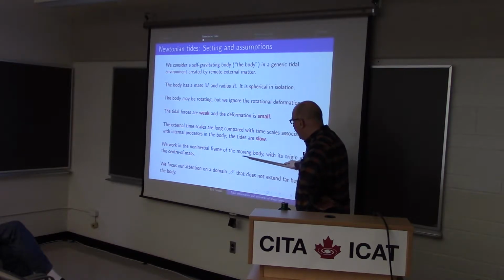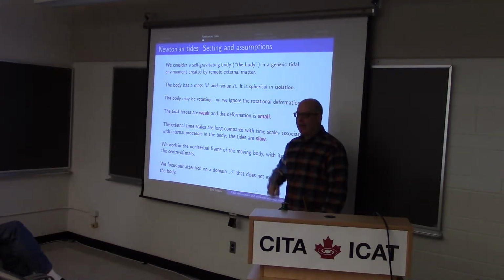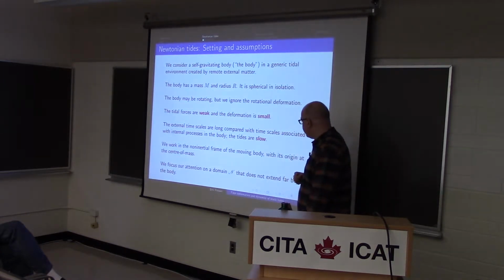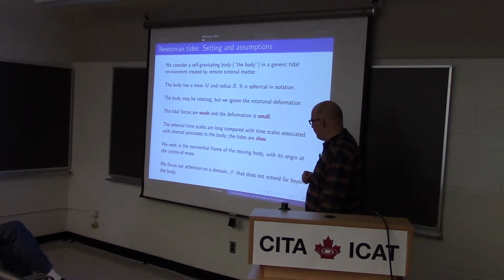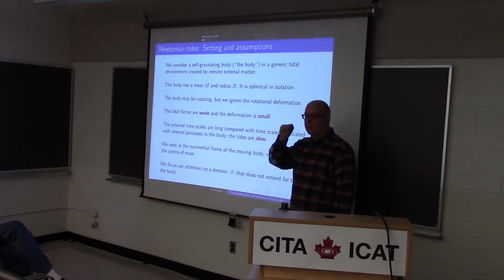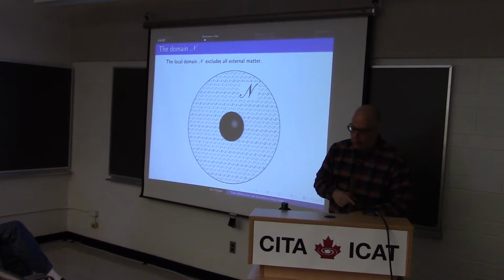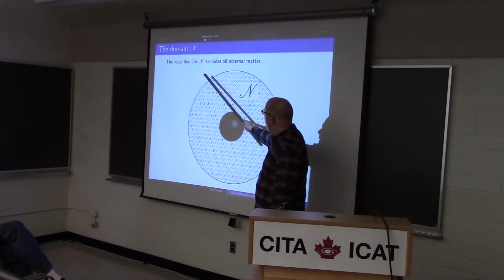I'll be working in the moving frame of my central body, so that's a non-inertial frame that's moving with the body. And the origin of that frame is going to be the center of mass, so everything that I'm doing is going to be about the center of mass of the body. And throughout the description of Newtonian tides, except for the very end, I will restrict my attention to a small neighborhood. I call it the domain N, a small neighborhood of the body.